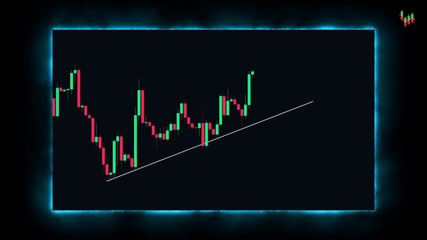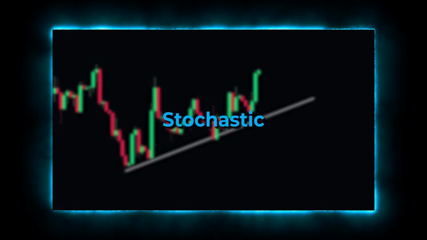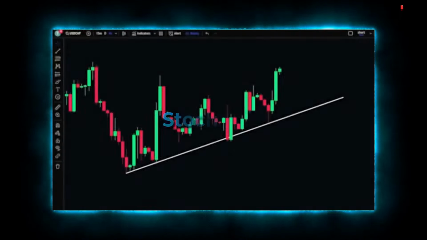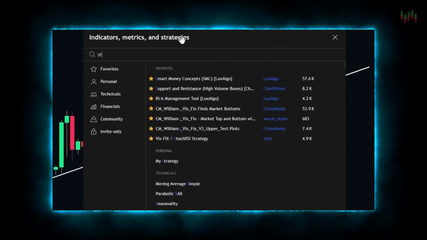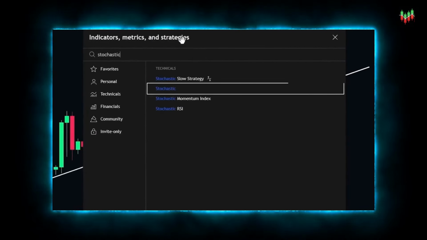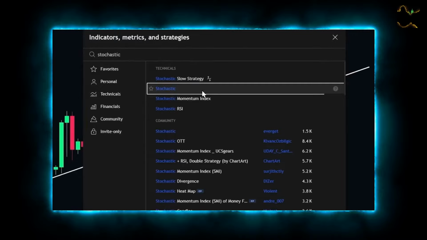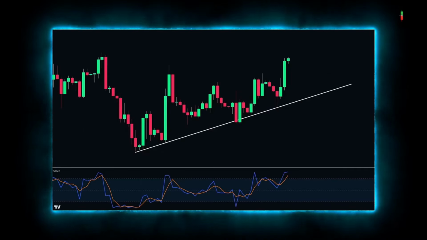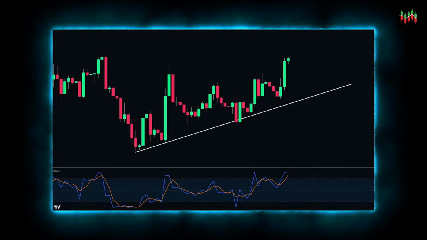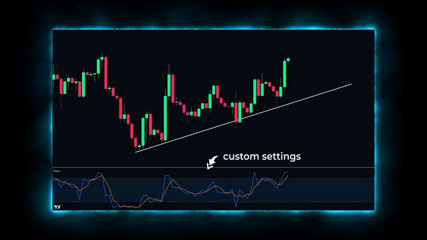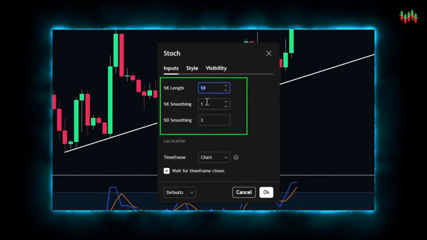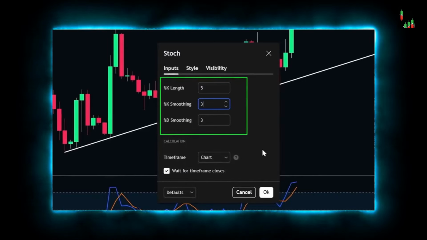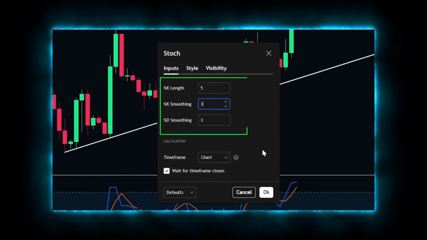Next, I use an indicator called the Stochastic. To apply it, go to the Indicator section on your charting platform, type in Stochastic. Click this one to apply it on your chart. Once it's applied, we need to change the settings to the custom settings I normally use. So, go to its settings and just copy these values. This will help the indicator give better signals.